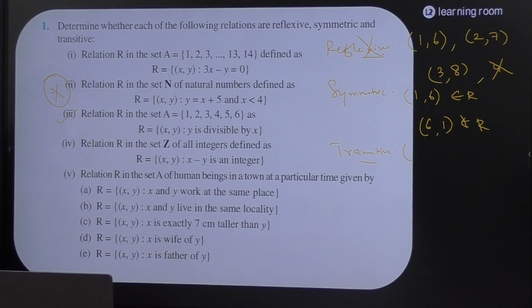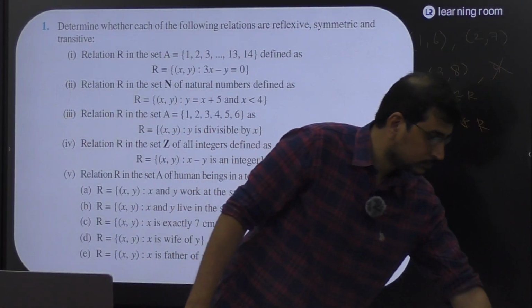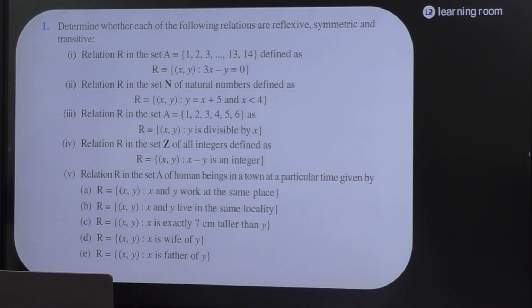Do the next one. A relation R in set A, given as 1, 2, 3, 4, 5, 6, is defined as x comma y, where y is divisible by x. Try that. The set A contains 6 elements. Out of those 6 elements, how are the ordered pairs supposed to be? Y is divisible by x. So how will you take the numbers?